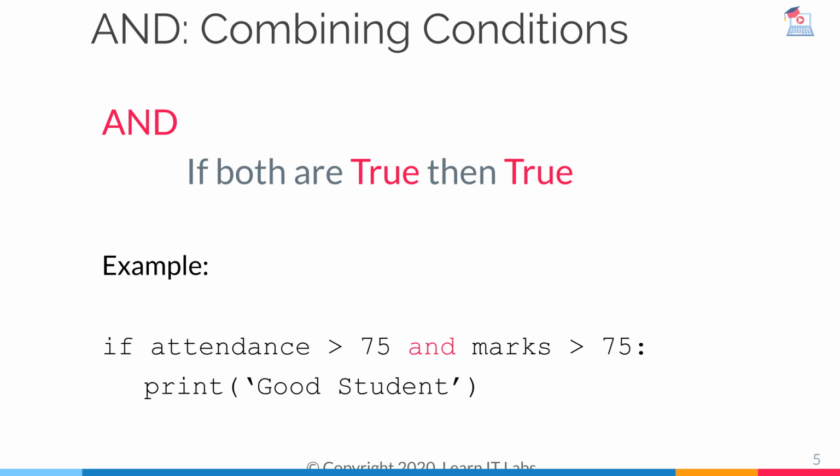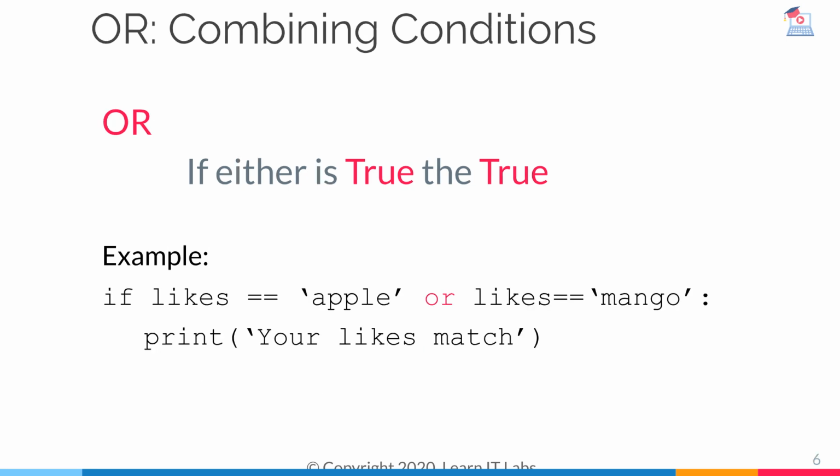The AND condition is true only if both conditions are true. For example, if both attendance and marks are above 75, then it's a good student. With the OR condition, if either of the conditions is true, then the overall condition is true. For instance, if you like apple or mango, your likes match.